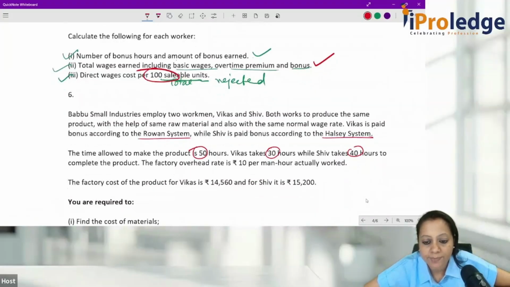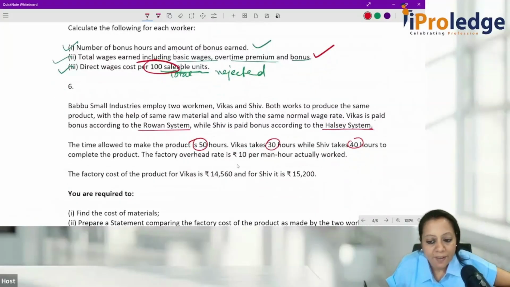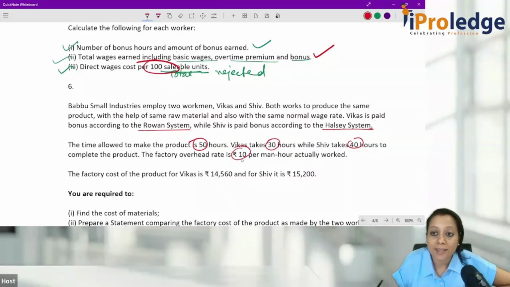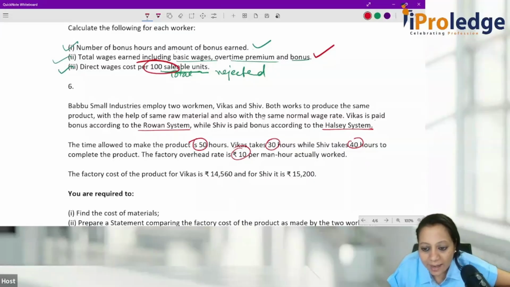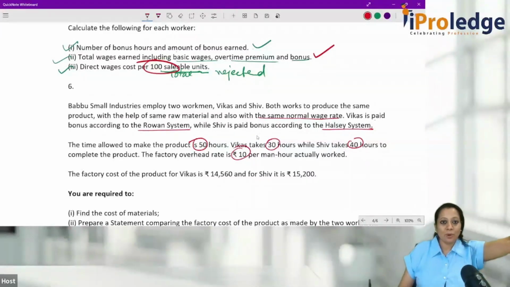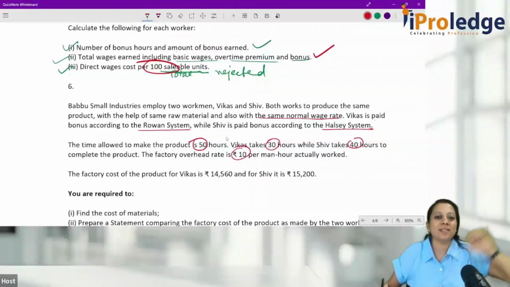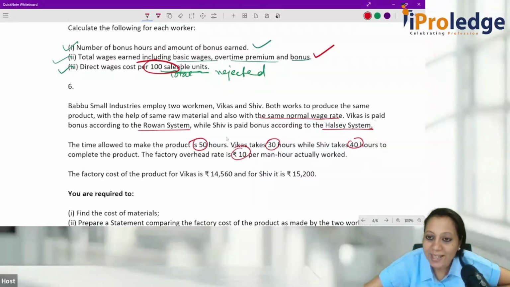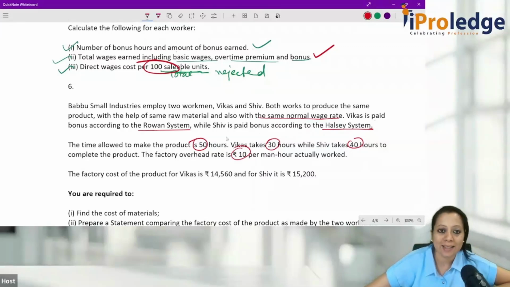You all observe this. Factory overhead rate is given. Is wage rate given? No, we will assume it as Y. They have said the same normal wage rate. That means normal wage rate is same. Only bonus is different for Vikas and Shiv. Understood? One is getting under Rowan, another is getting under Halsey.